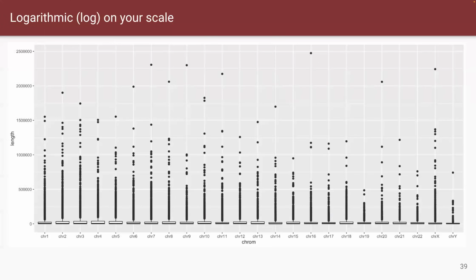This is another example about the length of genes, how long your genes are per chromosome, right? The x-axis is chromosome 1 to chromosome Y, and the y-axis is the base pair, from 0 base pairs to 2 million base pairs, right? So what will be the conclusion from this figure, right?